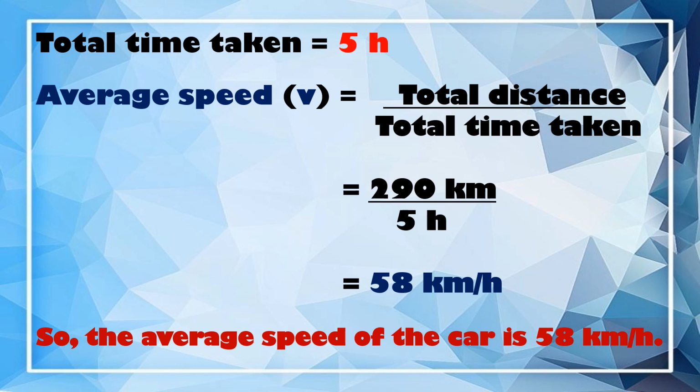Average speed equals total distance covered divided by total time taken. Put the given values in the formula. Now, on solving further, you will find that the average speed of the car was 58 km per hour during this journey.